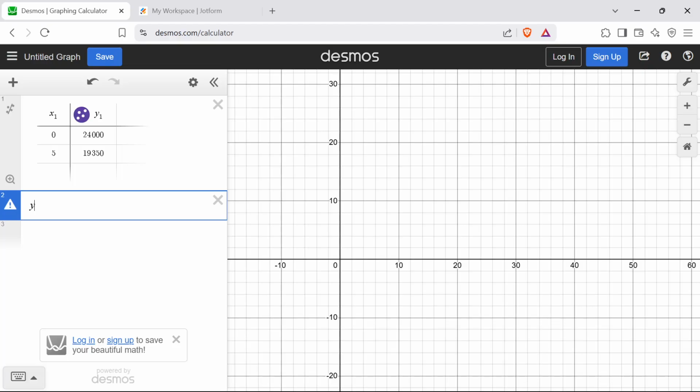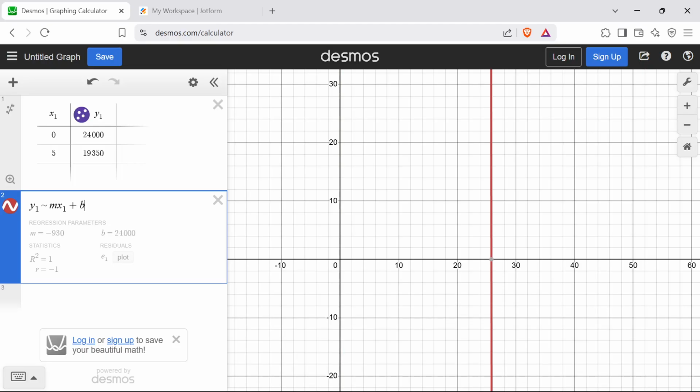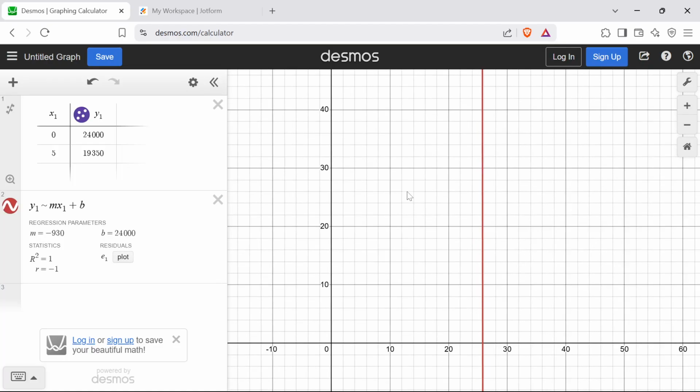And so now I can make an estimate of this, a regression, y sub 1 tilde mx sub 1 plus b. I hit shift and the dash key for the subscript, and the tilde key is usually to the left of the 1. It's going to draw the line. Look how steep that line is, but it's very easy to find the value.